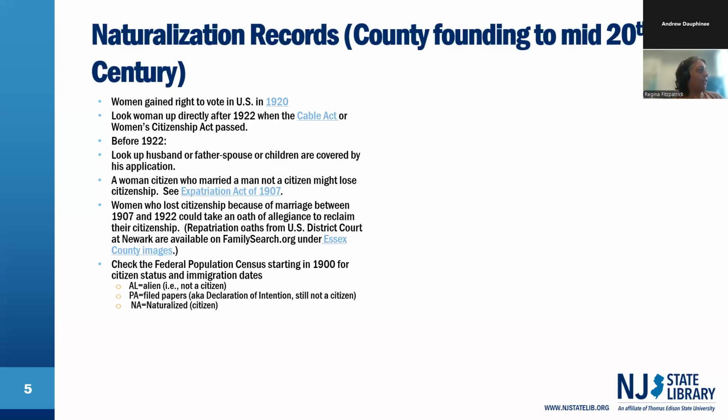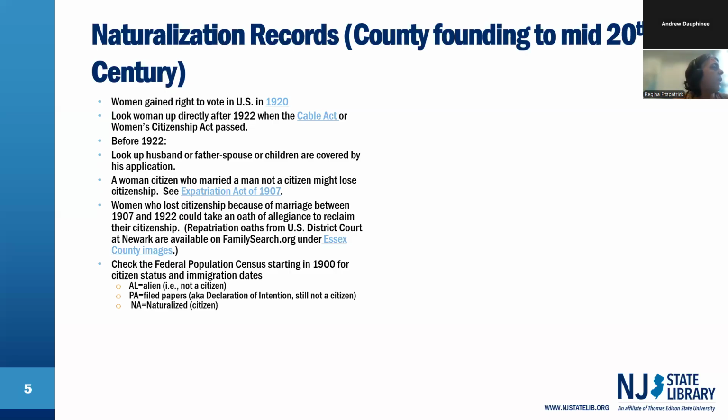There are clues that we can use in the population schedules of the federal census starting in 1900 for citizenship status. So if you're not sure about when exactly your relative might have naturalized, you can use the census to figure that out, especially if they naturalized after 1900. I think pre-1900, there might be some very limited citizenship information. You can always check too. They usually have a person's place of birth, so that might tell you whether or not somebody was born abroad.